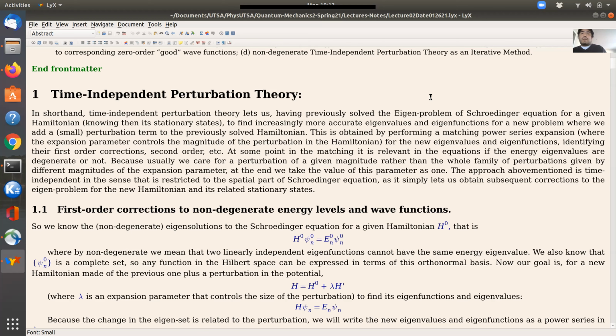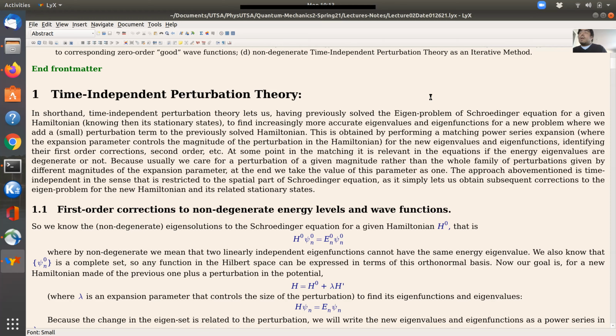So what happens is that you add a small perturbation to the Hamiltonian versus the old one that you have. Then you will do basically a power series expansion where you have this perturbation parameter that will be expanded in a power series. And then you will match the orders of the expansion in this parameter. And that's what will let you find subsequent corrections of increasing order in this parameter. We might call it lambda later on.